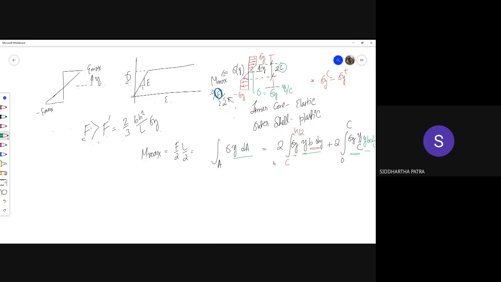Now, can you integrate these two quantities and have the expression for F, the value of F required to produce an elastic core of size twice c? Can you get the expression for F?